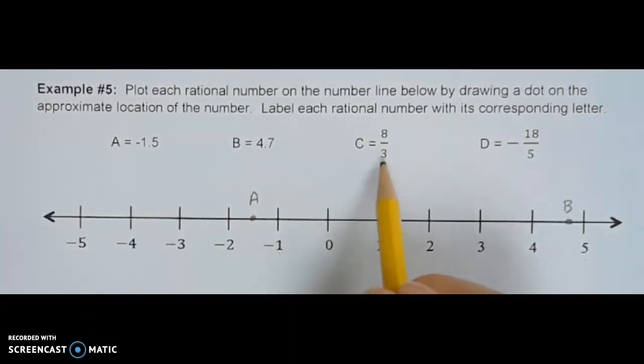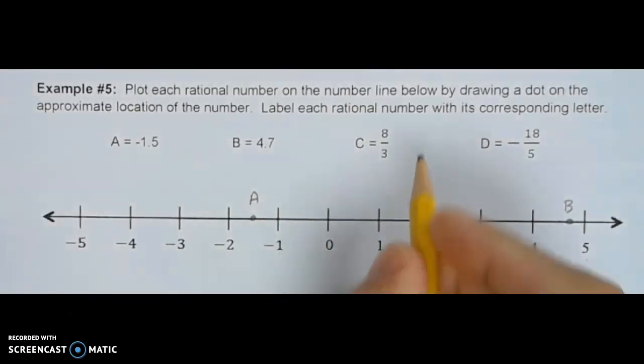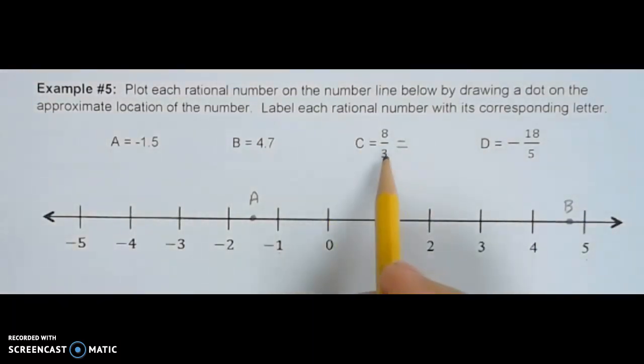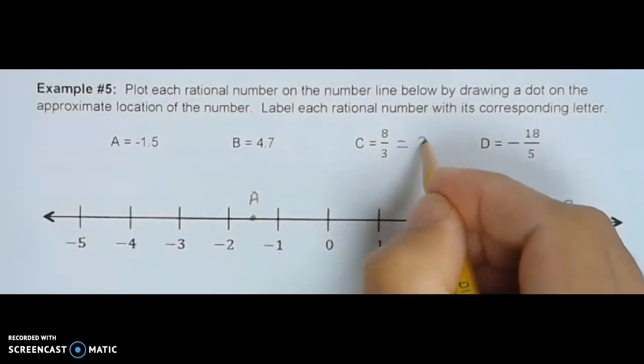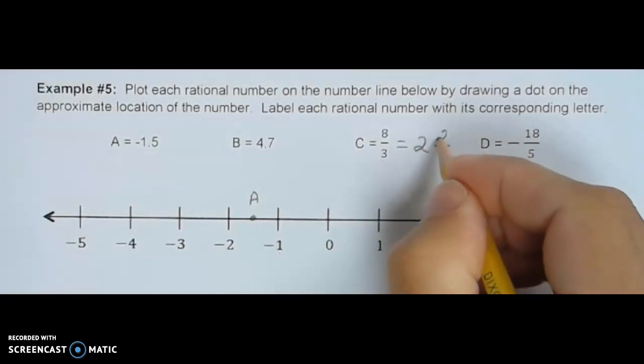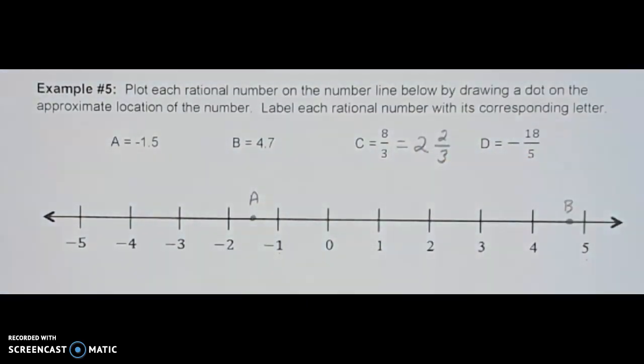Letter C is 8/3, and to help me plot that on the number line, I'm going to convert that into a mixed number. Remember that a fraction represents division. 3 goes into 8 2 times. Okay, 3 times 2 is 6, so that means that there are still 2/3 left over. And you can double check that by doing this backwards. 3 times 2 is 6, 6 plus 2 is 8, so it's equal to each other. 2 and 2/3 is between 2 and 3, and it's again a little bit closer to the 3 because it's 2/3, so approximately right there is point C.